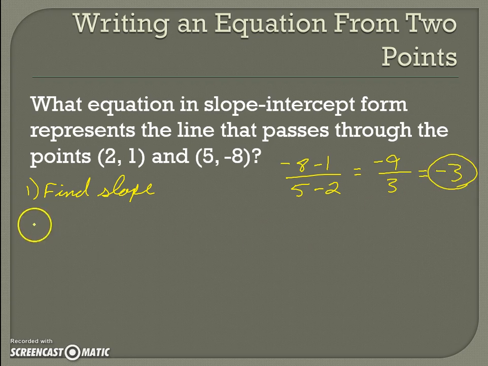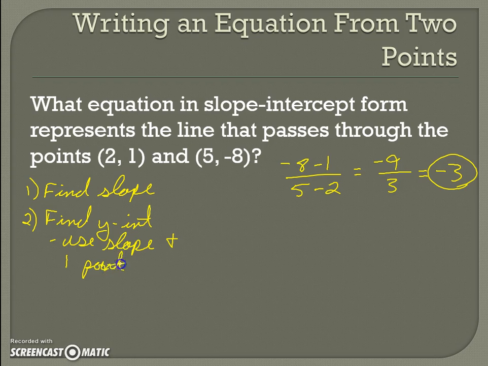The next step is I find the y-intercept. And the way I'm going to do that is by using the slope and 1 point. It doesn't matter which point you use. I usually use the one that's either all positive or the smaller values. So you should know that the slope-intercept form is y equals mx plus b. So what I'm going to do is I'm going to substitute values in here that I know.